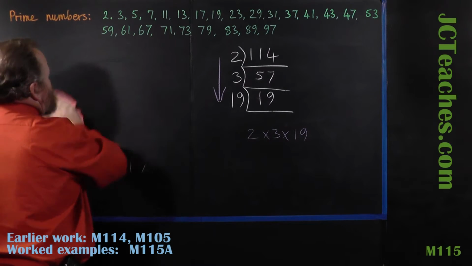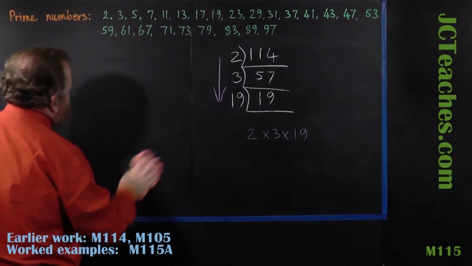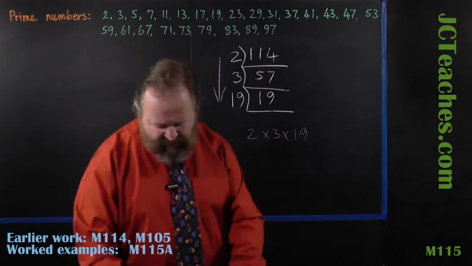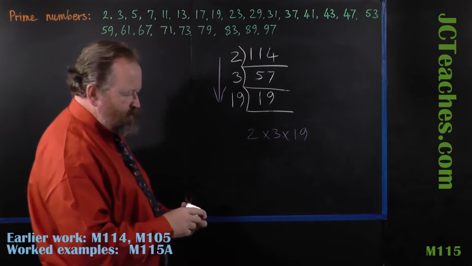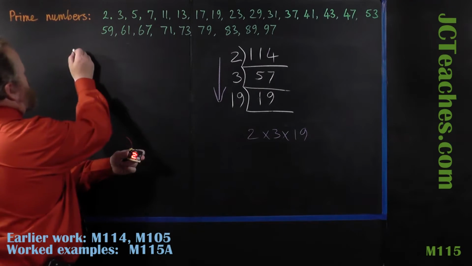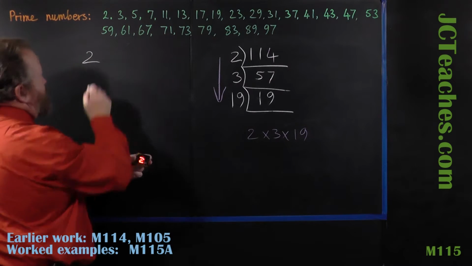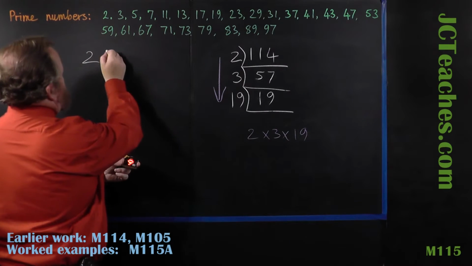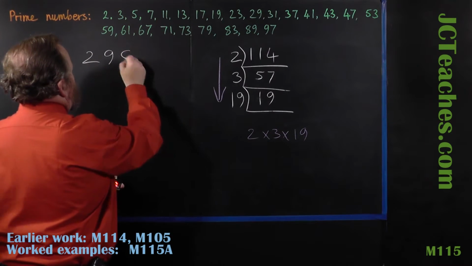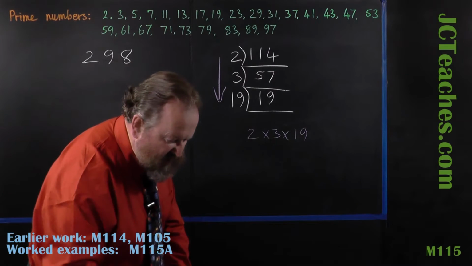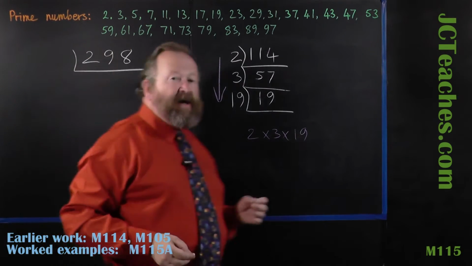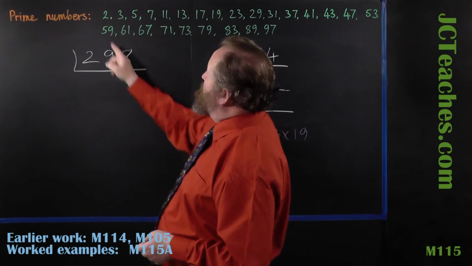I'll do a 3-digit one, which I'll get my trusty micro bit, if it's still working, it is, to do for me. Okay, I've got a 2. Yep. I've got a 9. And I've got an 8. Okay, 298. So the first thing I do is think, can I divide 298 by 2?